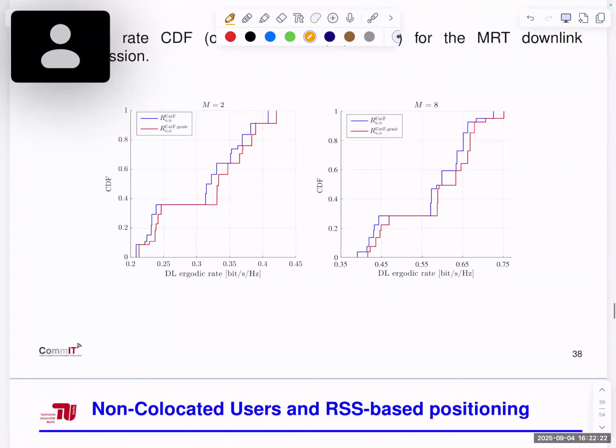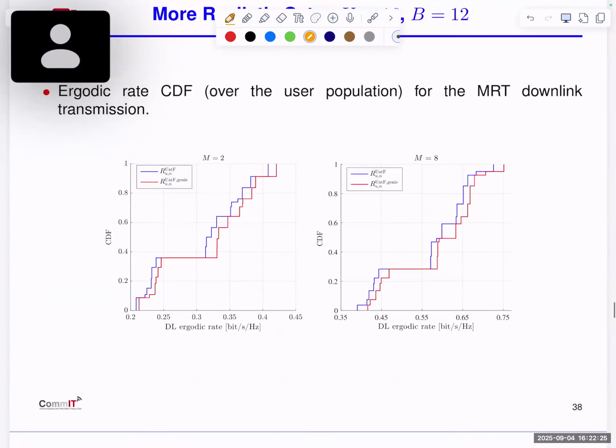And these are histograms of the so-called ergodic rate of the downlink acknowledgement. So basically, based on these estimates, we form the user-centric cluster that will simply do maximal ratio transmission and send acknowledgements, which tells you how this lower bound to the achievable rate is distributed over the user population.